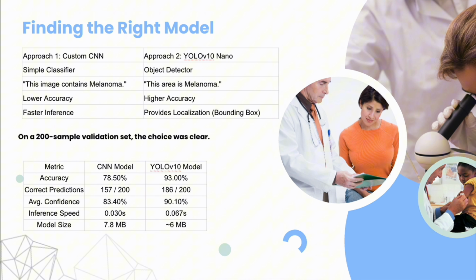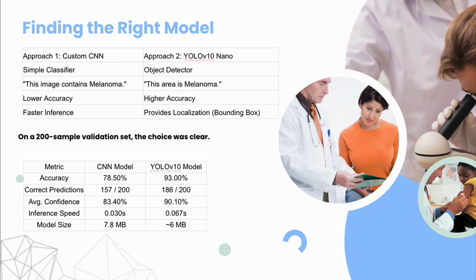Approach 2, YOLOv10 Nano. This is an object detector. It not only classifies the condition, but also provides localization, telling the user where the condition is. So which area is the melanoma, for example. The bounding box feature is a significant improvement for the user.